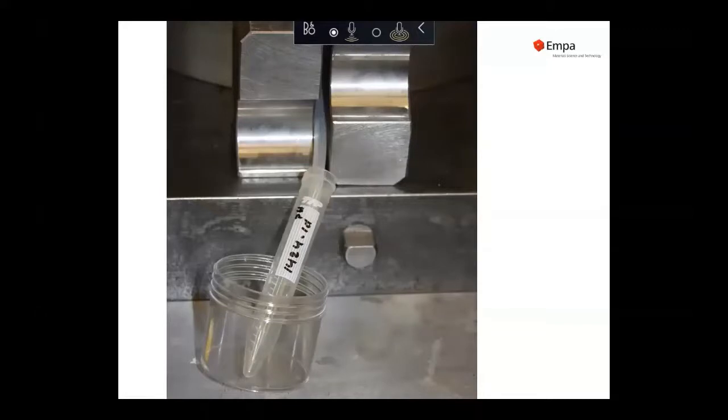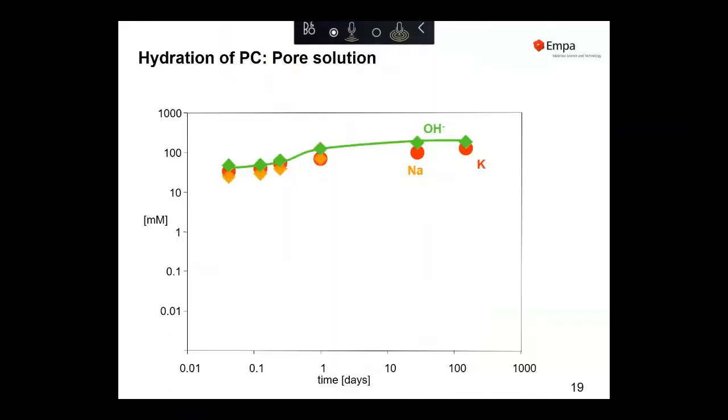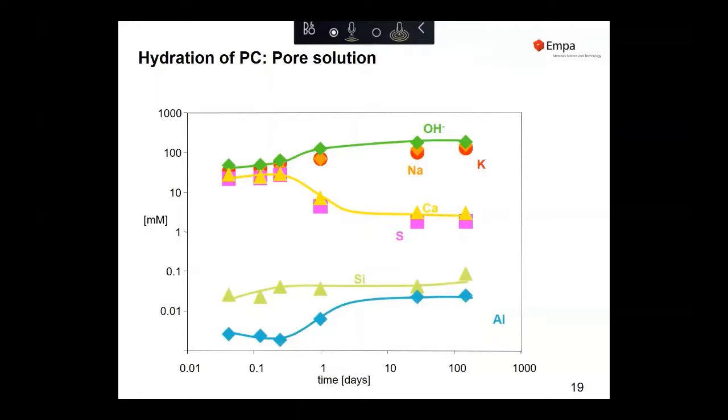And if we do that, you actually can press water out of the cement, and you can go on to analyze it. And if you analyze it, you typically see a picture like that. This is the measured concentration in the solution we pressed out. We can see a high calcium and sulfate concentration up to maybe half a day. And later we see a decrease of calcium and sulfate. This is due to the depletion of calcium sulfate.